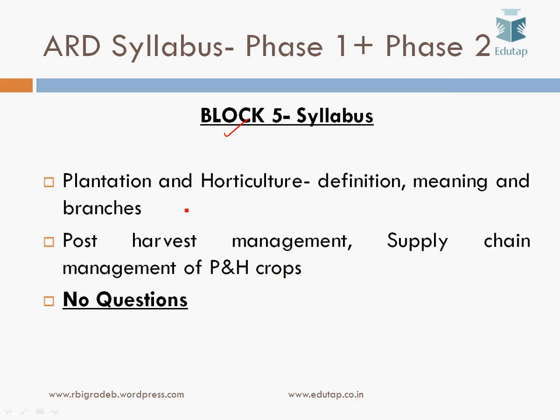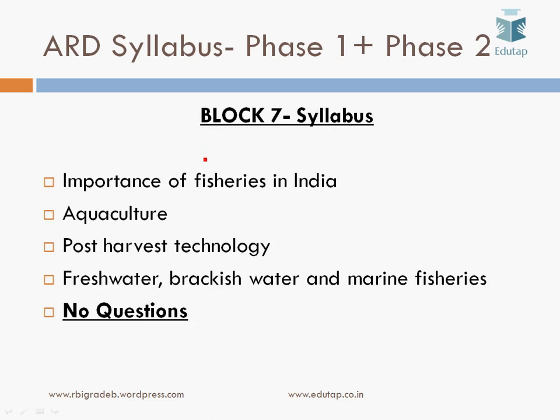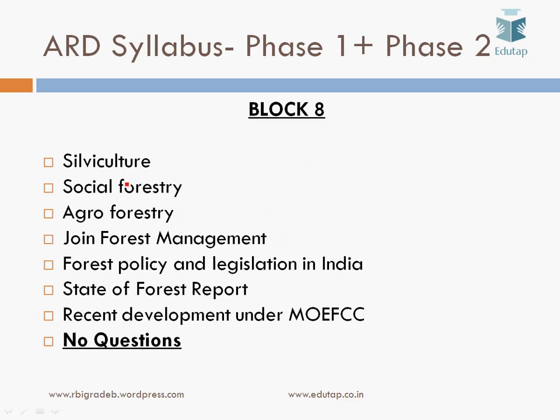Now let's come to block 5. Block 5 is dealing with plantation and horticulture, and once we look at the memory based questions, we could not find any questions based on this block. Block 6 is dealing with the role of animals and animal husbandry, classification of breeds, poultry industry, mixed farming, and based on memory we could not find any questions based on this block also. The 7th block is on fisheries and aquaculture, again no questions based on memory. Block 8, although a very important block that deals with forestry and the State of Forest Report and the recent developments in the Ministry of Environment, Forest and Climate Change, we could not find any questions based on memory on this block as well.